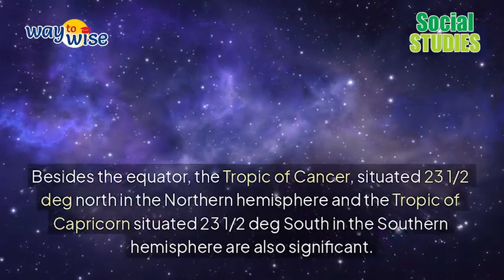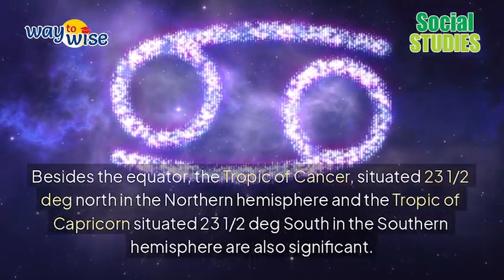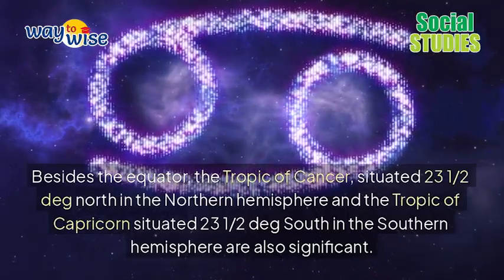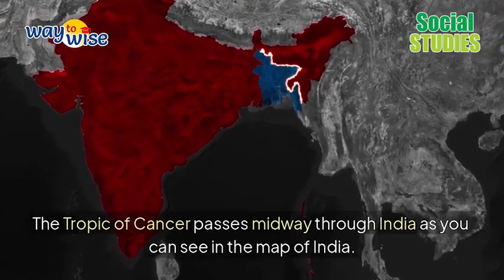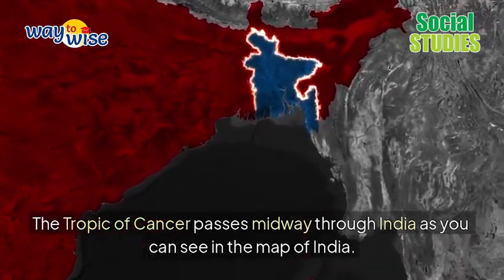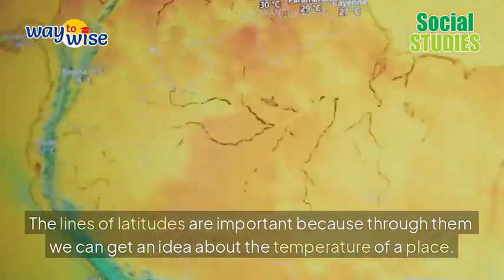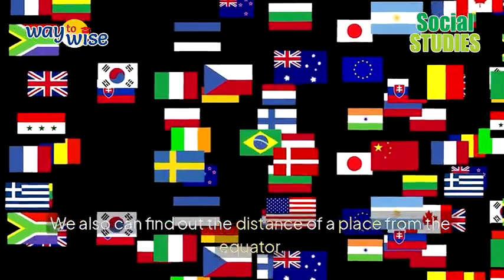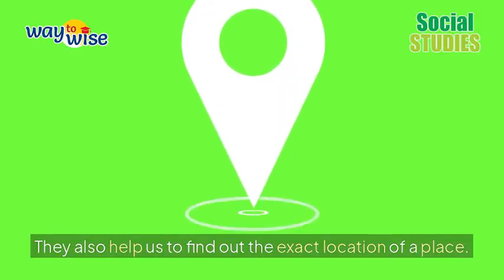Besides, the Tropic of Cancer, situated 23.5 degrees north in the northern hemisphere, and the Tropic of Capricorn, situated 23.5 degrees south in the southern hemisphere, are also significant. The Tropic of Cancer passes midway through India, as you can see in the map of India. Importance of latitudes. The lines of latitudes are important because through them we can get an idea about the temperature of a place. We also can find out the distance of a place from the equator. They also help us to find out the exact location of a place.